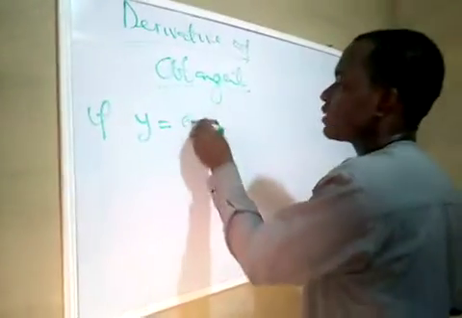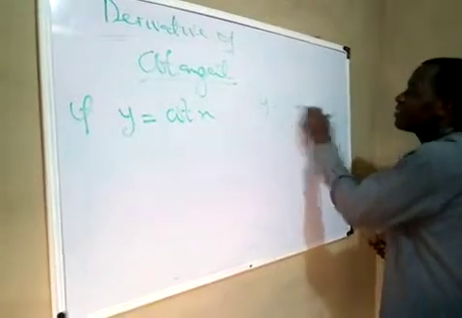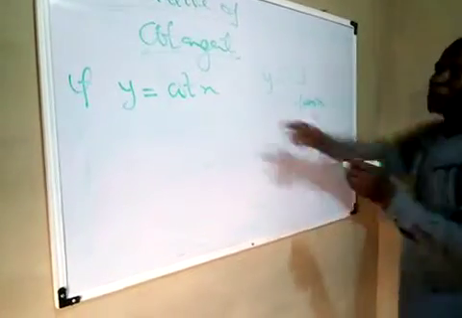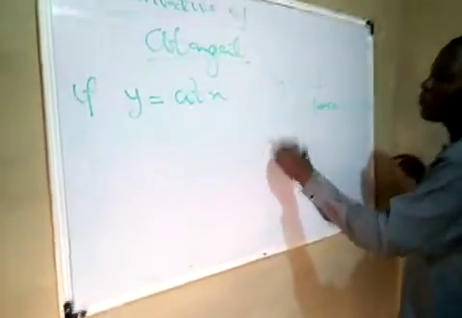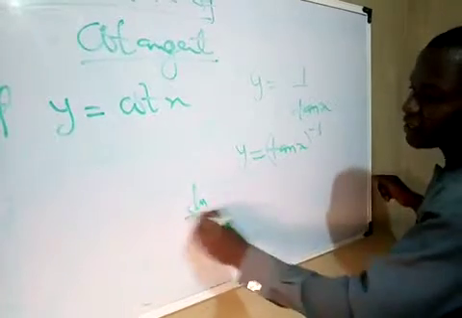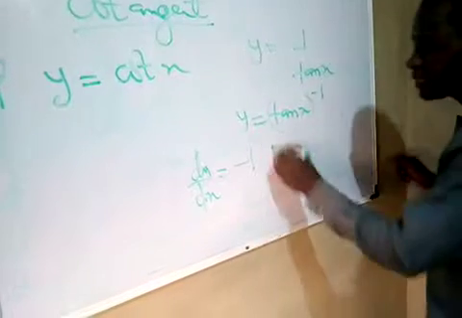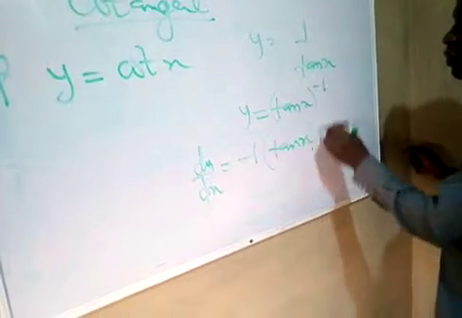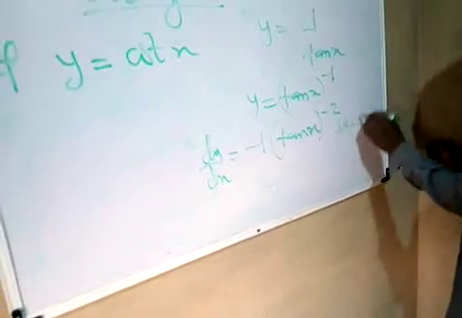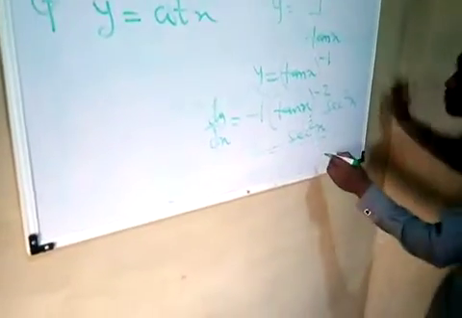If y equals cot x, what will be our dy/dx? We can quickly work it out. That means we have y equals 1 over tan x, because 1 over tan x will give us cot x. So y equals tan inverse. If I differentiate this, I have dy/dx equals minus 1 tan x raised to the power of minus 2. Now differentiate this, you have sec square x. So finally you have minus sec square x all over tan square x. That is what you are going to have.